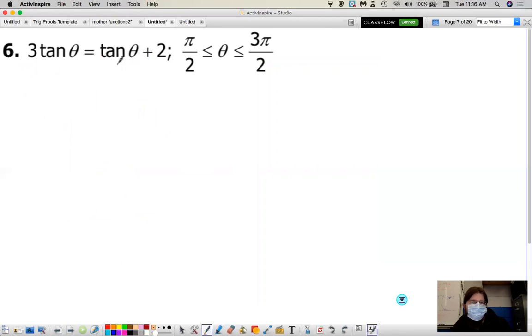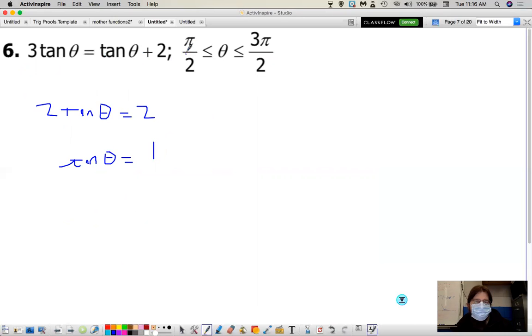Okay, solve this guy. 2 tangent of theta equals 2. Tangent of theta equals 1. Well, that's lovely. I know that tangent is sine over cosine, so I need it to be the same thing for sine and cosine. That happens at my pi over 4s.